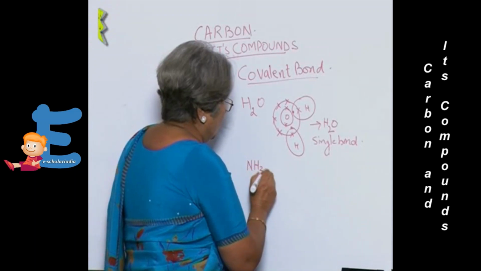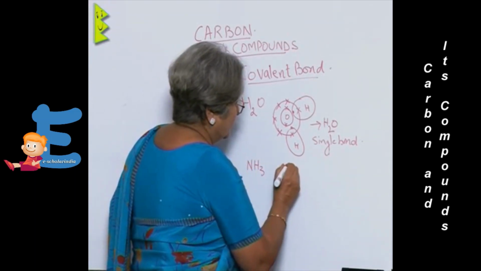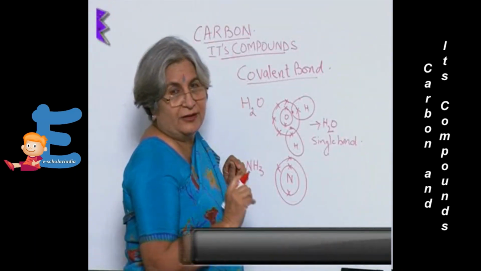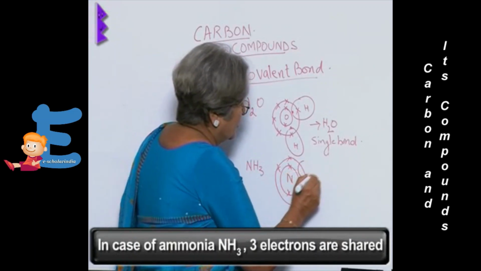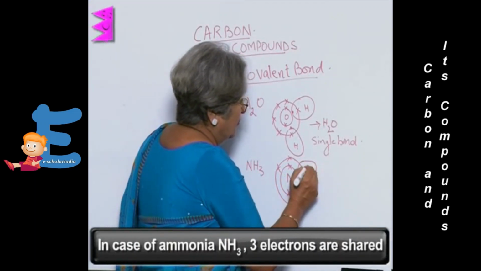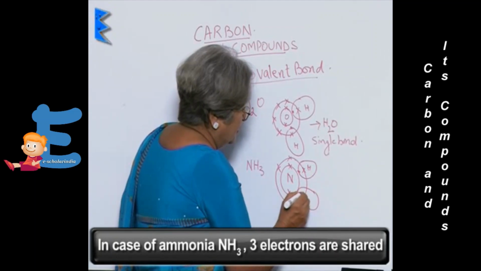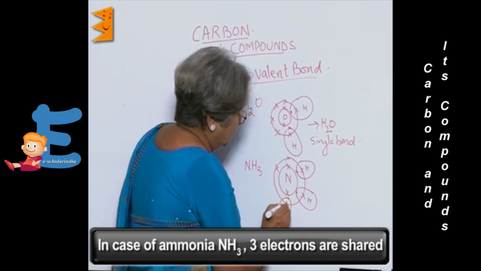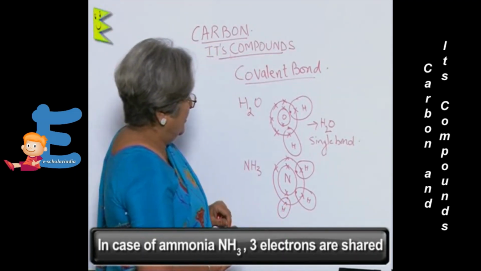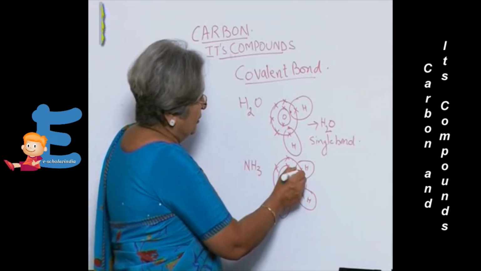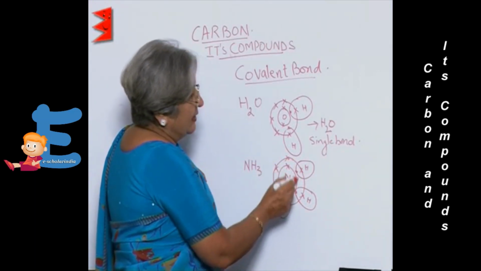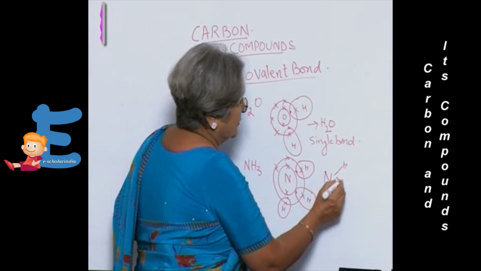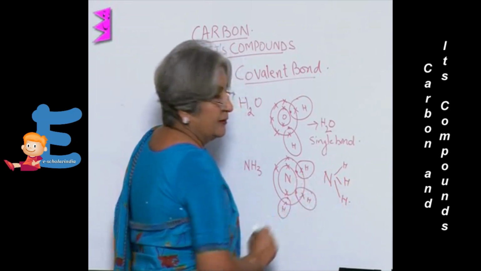Similarly, in the case of ammonia, there is nitrogen and there is a need of 3 electrons. So 1 hydrogen, second hydrogen, third hydrogen. So 1, 2, 3, 4, 5, 6, 7 and 8. So it is like this. NH3.